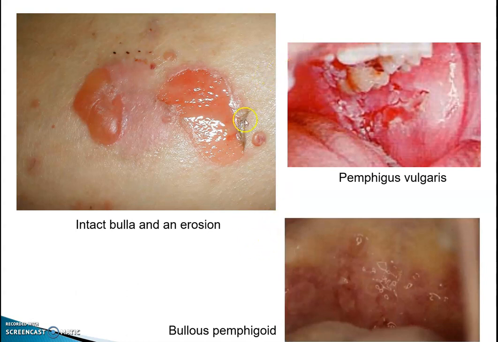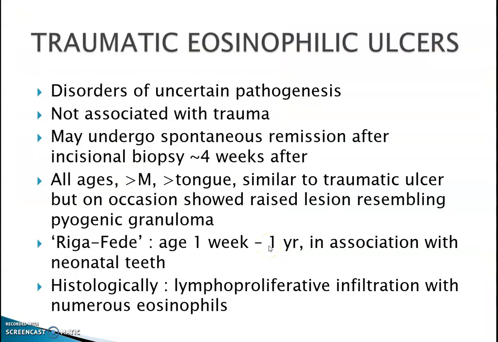Clinically, this somehow looks like intact blisters and erosion on the skin. This is pemphigus vulgaris, and this is bullous pemphigoid. Clinically, it may look the same, but you should look at the histology.